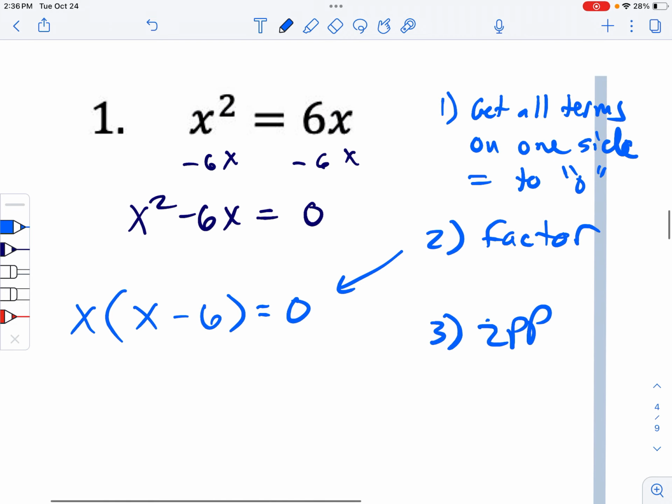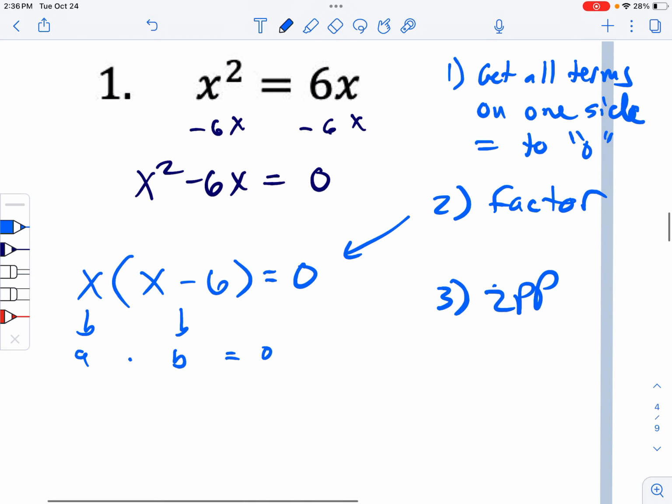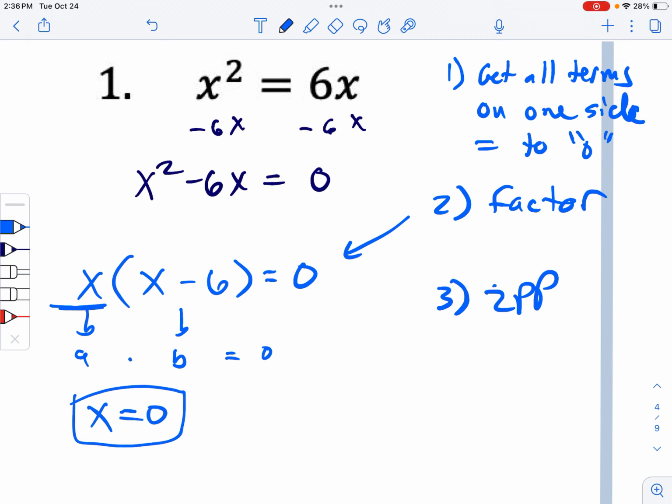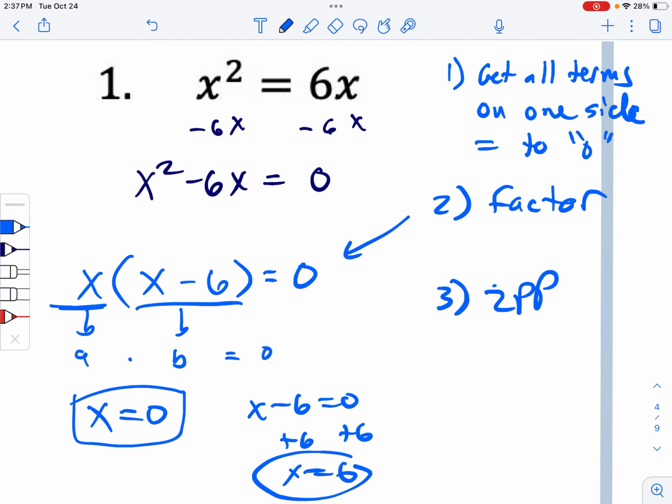Step 3 is the zero product property. We're going to apply this now. This is kind of like my A. This is kind of like my B. A times B equals 0. Either A equals 0 or B equals 0. So you take your 2 factors. The first one is just x. x equals 0. Well, that's already solved, so that's one of my solutions. x minus 6 is the other one. You set that equal to 0. Add 6 to both sides, and I get x equals 6.